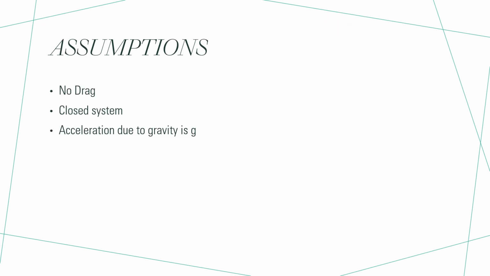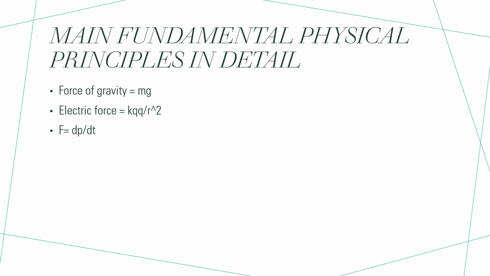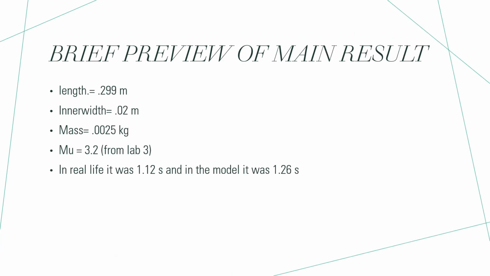Assumptions made were that there's no drag, it's a closed system, and acceleration due to gravity is g. The main fundamental principles in detail are: force of gravity is mg, electric force is kqq over r squared, force is dp/dt. Brief preview of the main results.